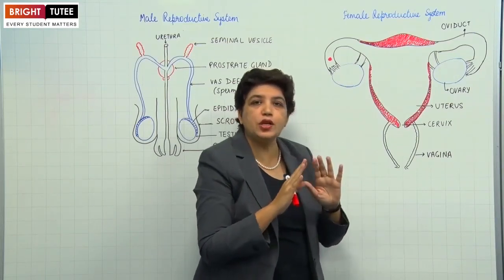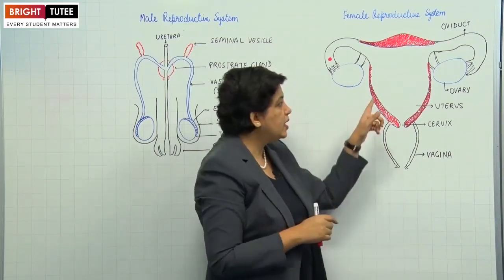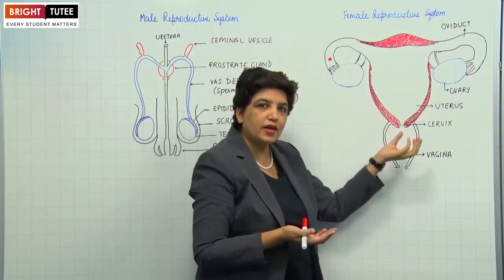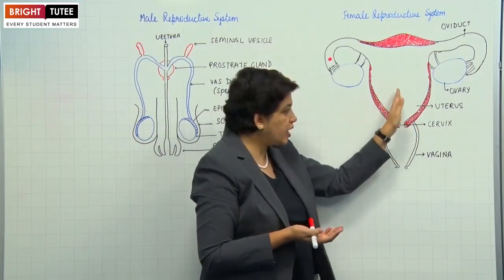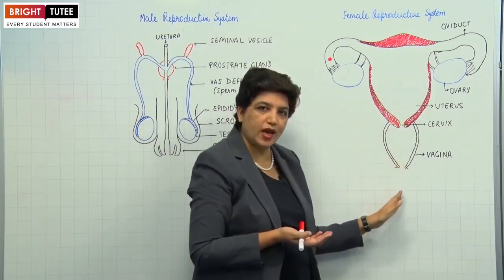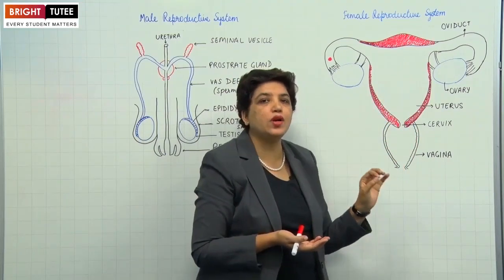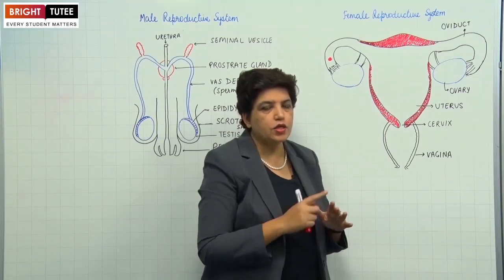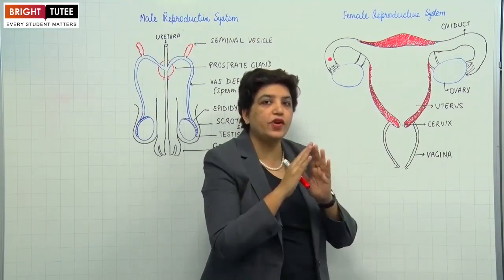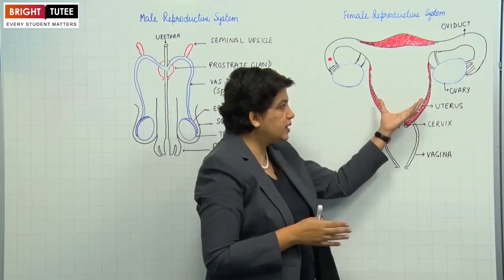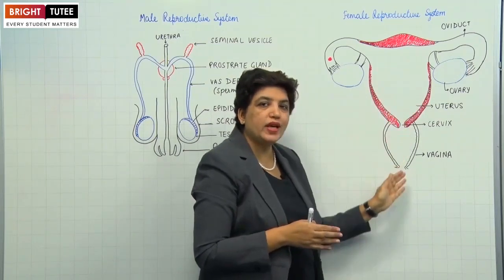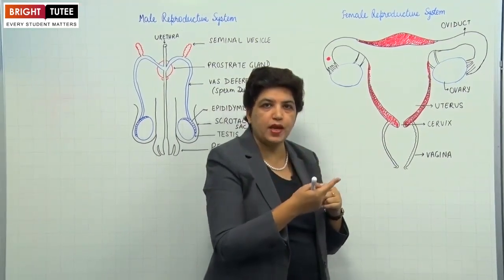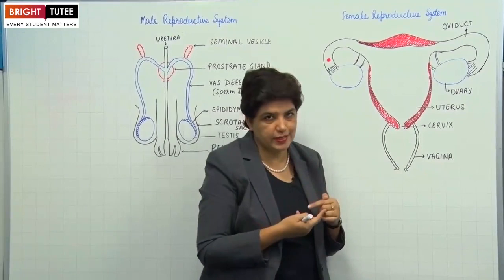So, if fertilization does not take place, what will happen? This lining is not required anymore. So, this lining will start breaking, shredding, and it comes out as a flow from the vagina. This is called menstrual flow. It happens for about 3 to 7 days. So, after every 28-day cycle, if fertilization does not take place, this lining breaks and comes out as menstrual flow. Then again new follicle starts developing and a new egg cell is released.